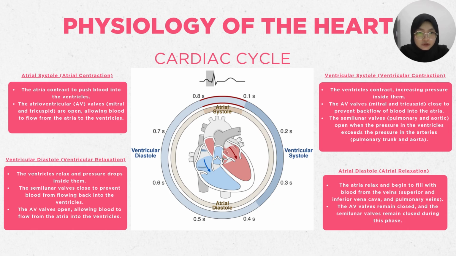Next, during atrial diastole, the atria relax and begin to fill with blood from the veins, which are the superior and inferior vena cava and pulmonary veins. The AV valves and the semilunar valves remain closed during this phase. And lastly, ventricular diastole. The ventricles relax and pressures drop inside them. The semilunar valves close to prevent blood from flowing back into the ventricles. The AV valves open, allowing blood to flow from the atria into the ventricles. This whole cycle takes about 0.8 seconds.